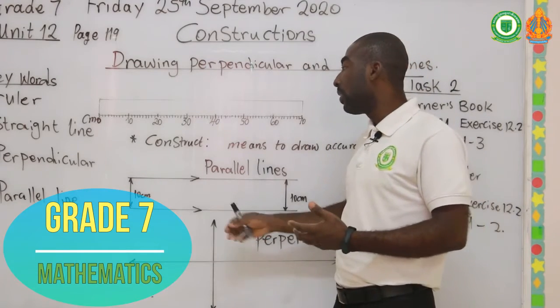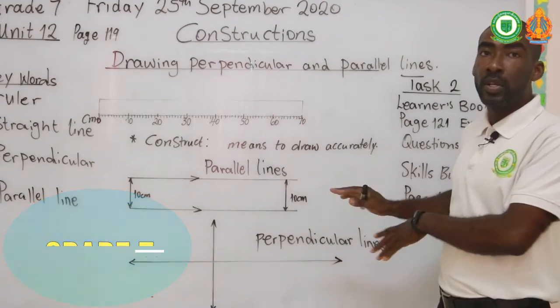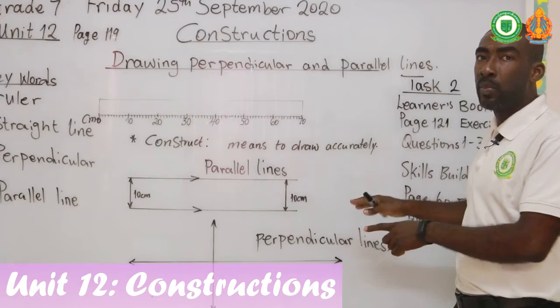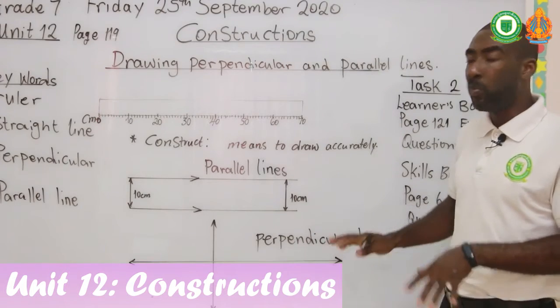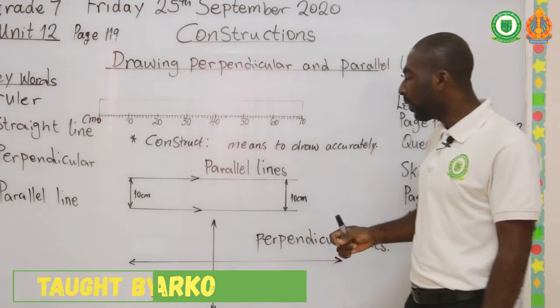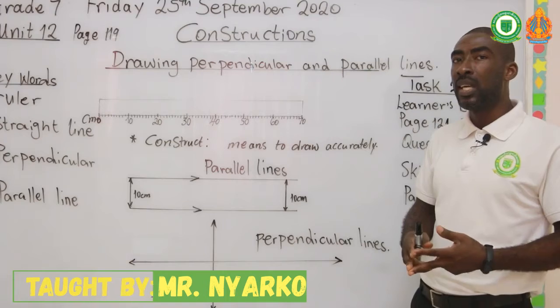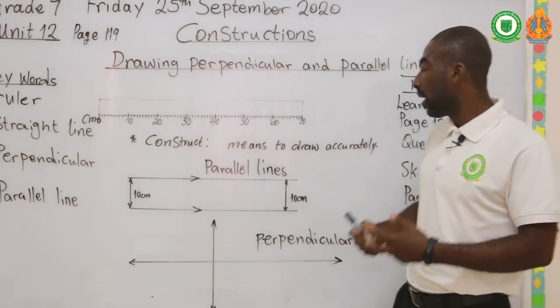So it also means that these lines, as long as they can go, they are not going to touch each other at any point. They are not going to meet at any point, and that makes this line a parallel line. Perpendicular lines are two lines that meet and form a 90-degree angle.